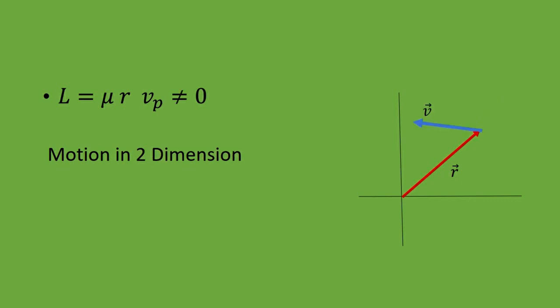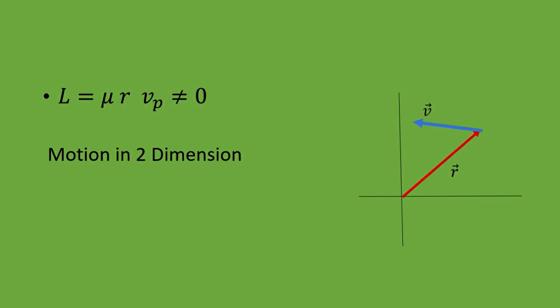Now, the second general case is where angular momentum is not 0. And this will happen when we have a perpendicular component of velocity. In this case, because of this rotational component of velocity, motion will be 2-dimensional, and the object will keep moving in the same plane forever. Because the angular momentum is not zero, the rotational component will never be zero at any other time. So the object will always have this component of velocity.